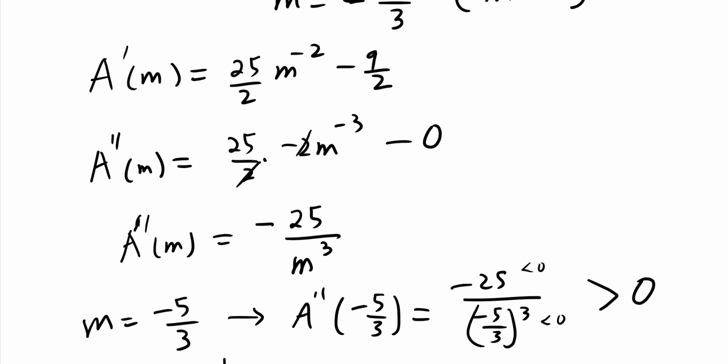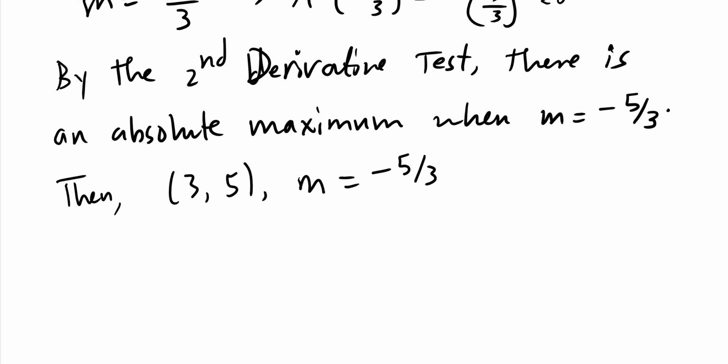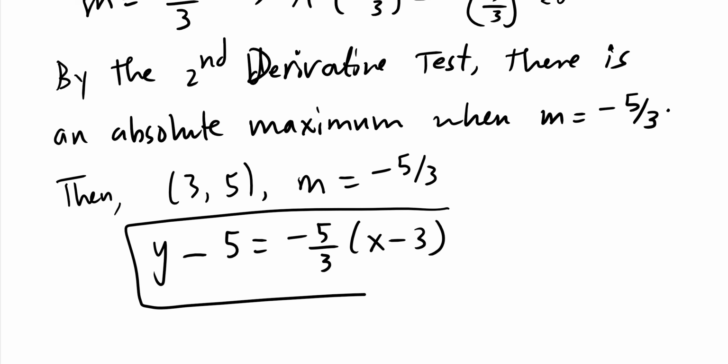So that's important. Now to finish the problem up, remember the point we had, then it was 3, 5, and we have a slope here that we found, -5/3. So then we use again y minus y1 equals the slope times x minus x1. And you can solve for y or leave it like so.